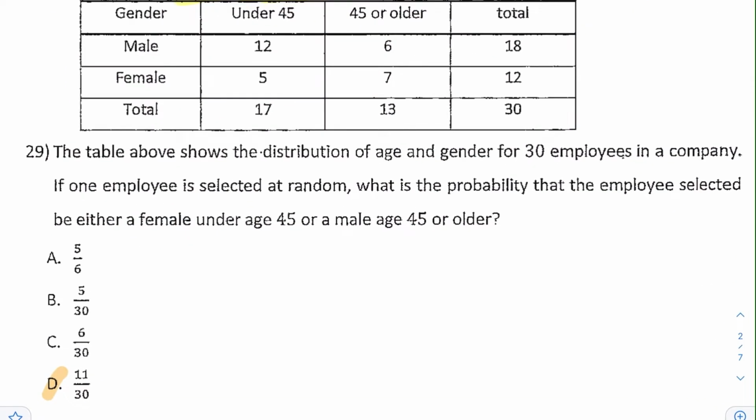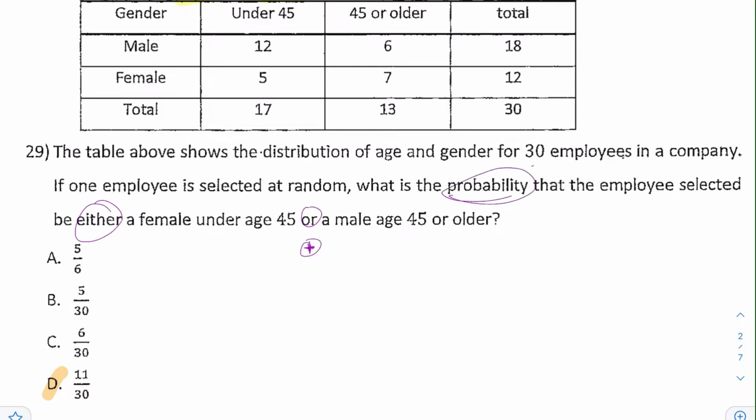Next, for 29, you have this table above that shows the distribution of age and gender for 30 people in a company. If one employee is selected at random, what's the probability that the employee selected will be either a female under 45 or a male 45 or older? So here, if you have either and or, this means you want to add the probabilities.